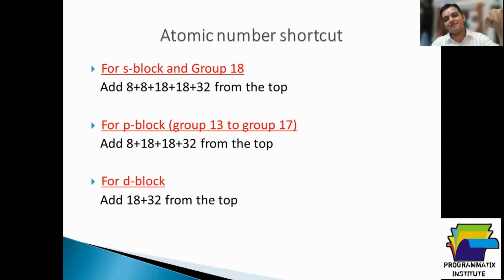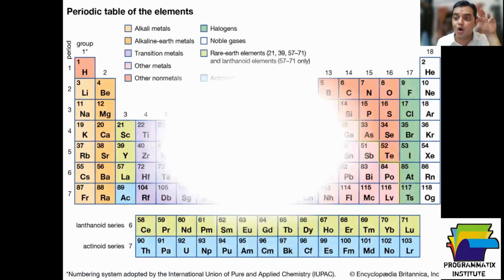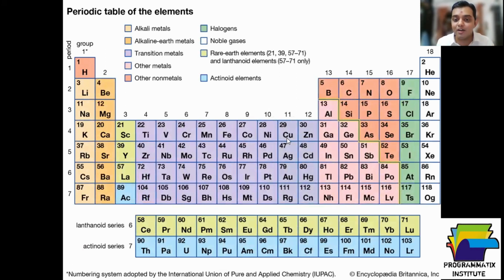And this is something I'm giving you for the D block also, that is 18 plus 32. We all know the coins which we have, that is coinage metals. And these coinage metals are group 11: copper, silver, gold. If you want to know the atomic number of silver and gold, just add from copper 1 time 18 and 1 time 32. We are going to do this properly in the next video series, so don't worry.